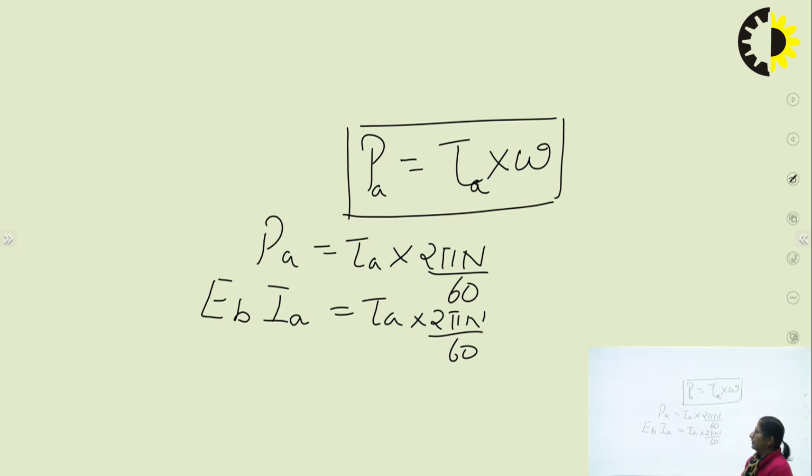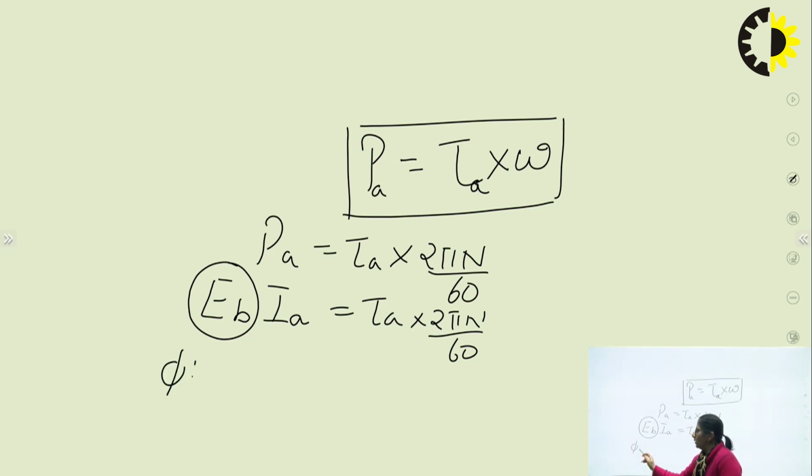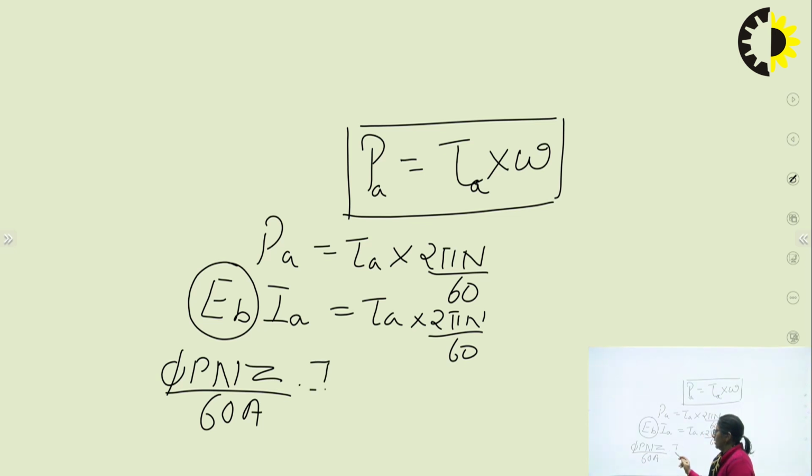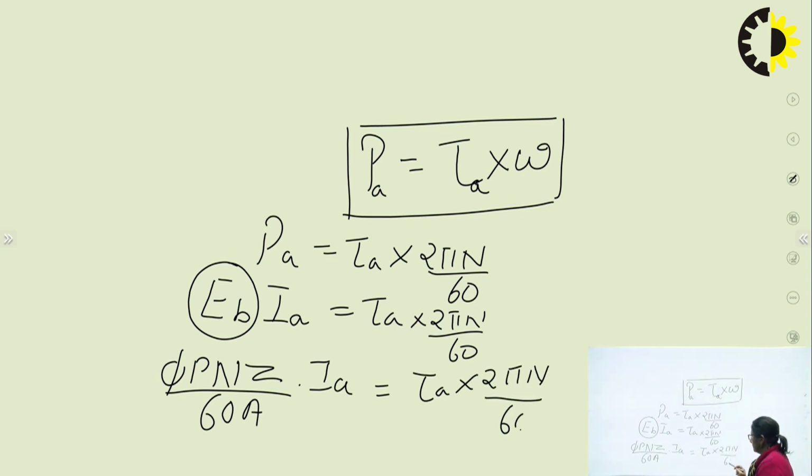Once again, this back EMF, we know its value is equal to the generated EMF, which we have earlier derived in our earlier lectures. This is given by phi P N Z by 60A into IA, which is equal to tau A into 2 pi N by 60. Where once again, what is this phi? The phi is the flux per pole, the flux generated by an individual pole.